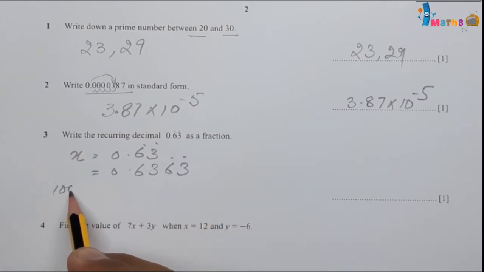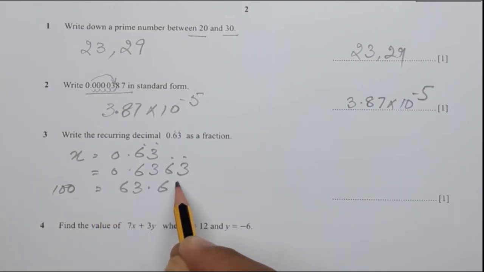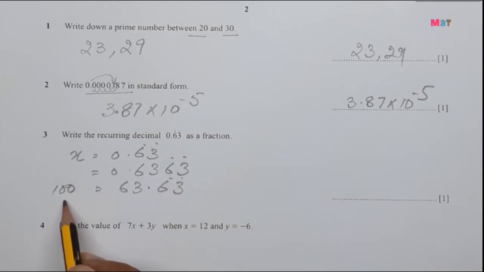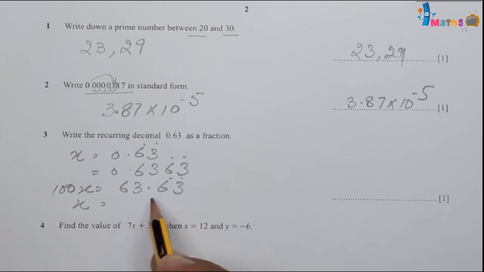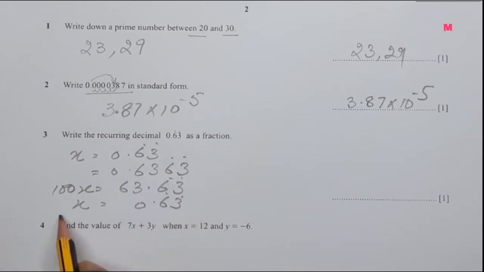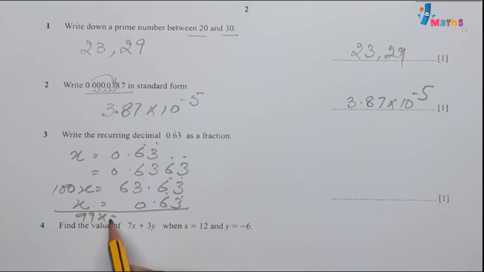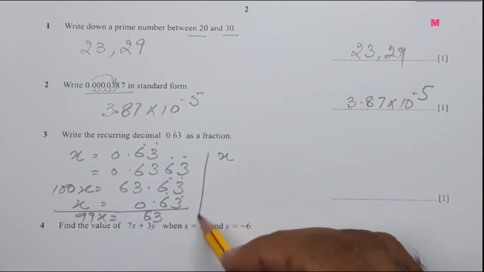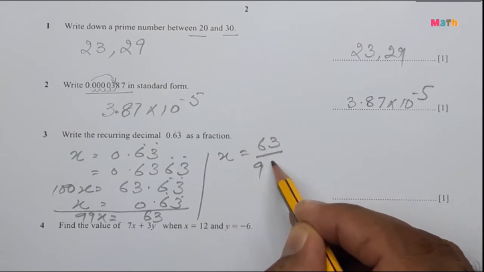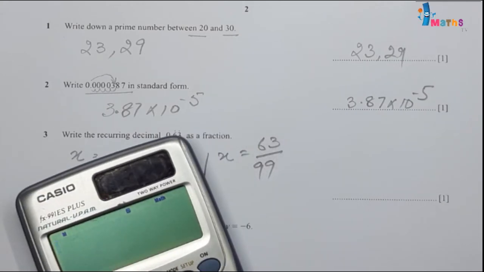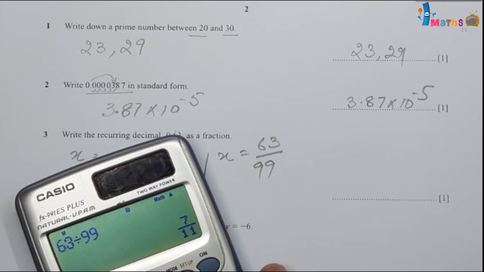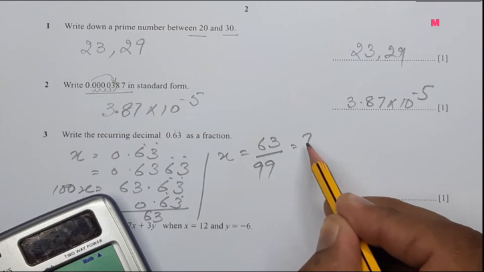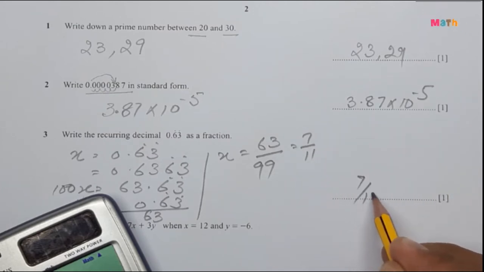So 100x will be equal to 63.63 recurring, and 100x minus x, so we can subtract x, which is 0.63 recurring, and if we subtract this one we will get 99x is equal to 63. So x will be equal to 63/99, and 63/99 will be equal to 7/11. So we can write 7/11. So this will be in fraction format.